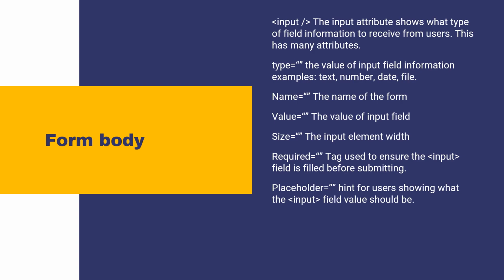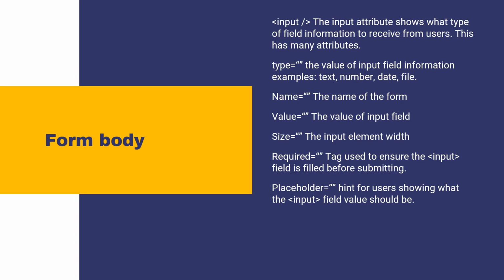Okay, we have the value. Sometimes our form has a default value. Sometimes when you want to fill some form online, you already have a sample name typed inside. So that's what we use that for. We have size, the input element width. Okay, I want this form to be size 50. I want it to be 50 wide, 50 high. You understand? So that's what we use the size for.